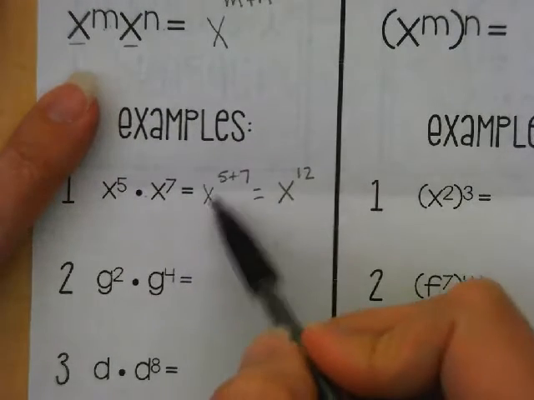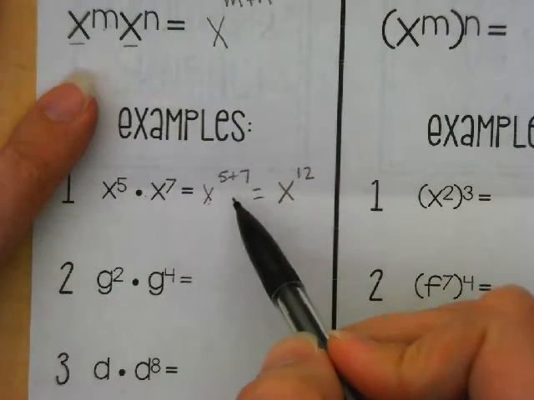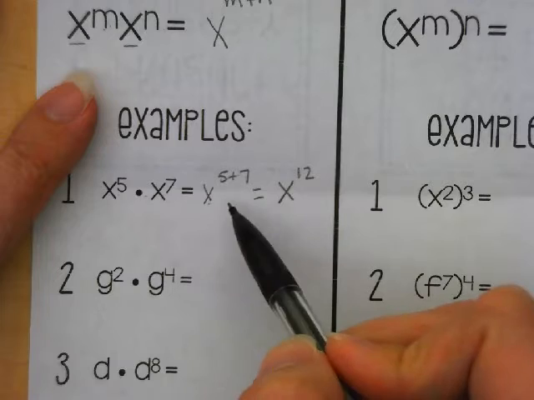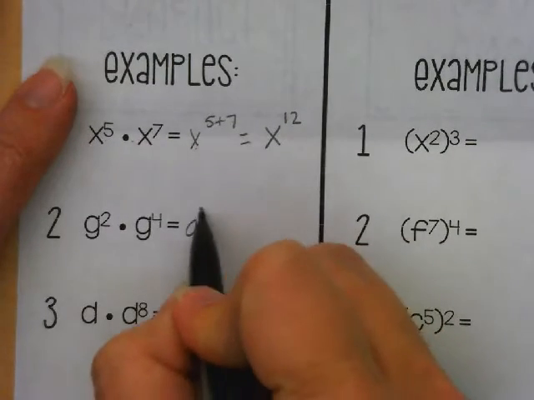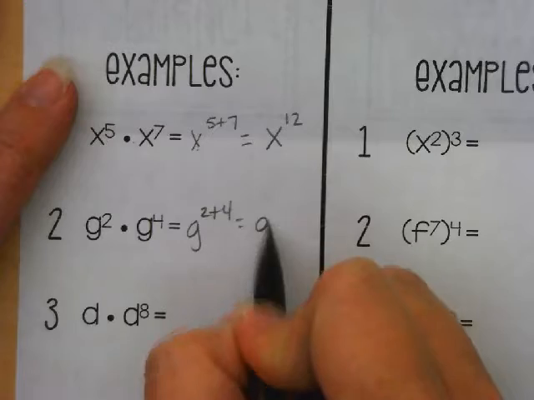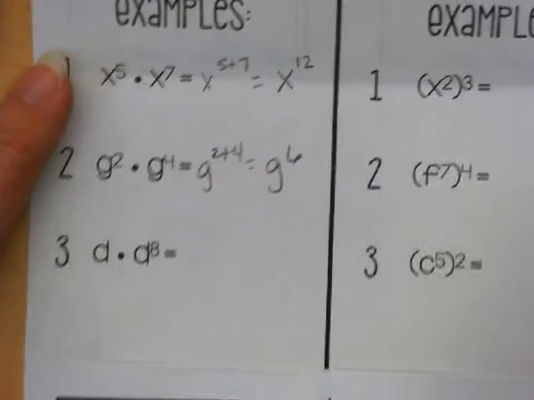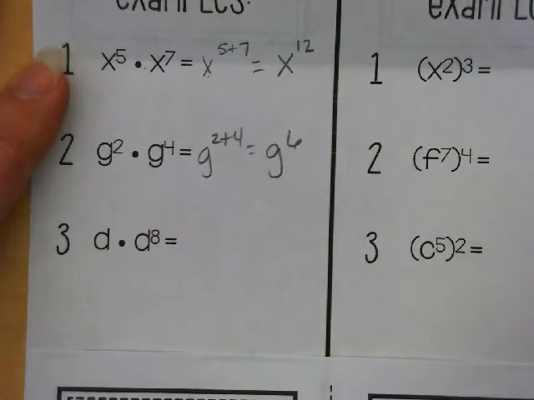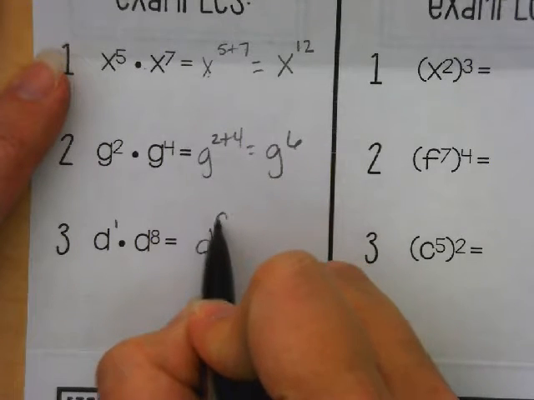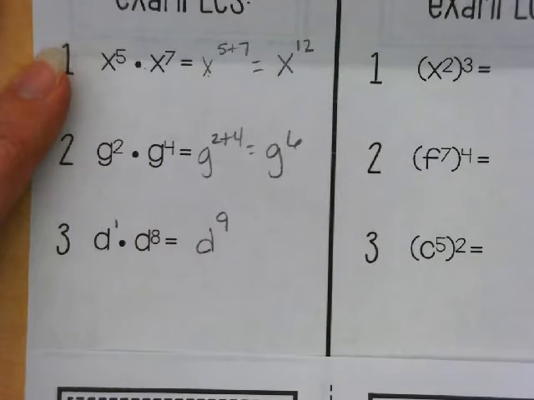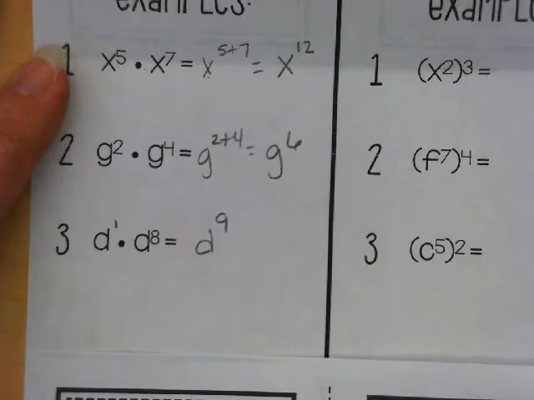And some of you are getting to a point you don't need to write this step. When you get to that pumpkin paper, I suggest you do because there's a lot of things going on there. This would be 2 plus 4, we get g to the 6. What's missing on number 3? There is a 1 here, so this is d to the 9. So we're feeling pretty good about the product property, yes?